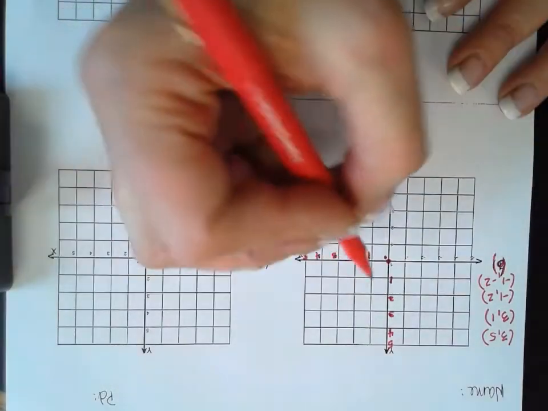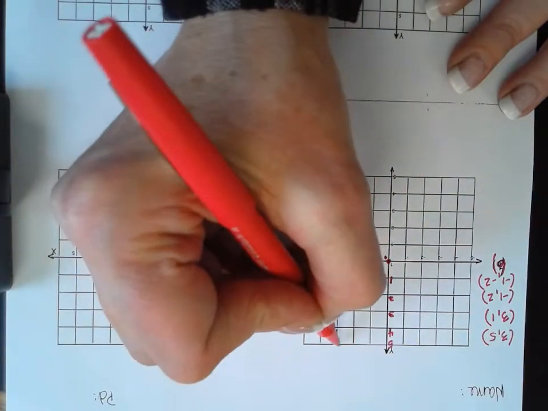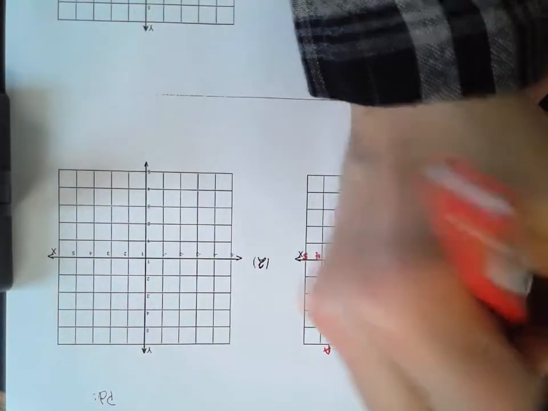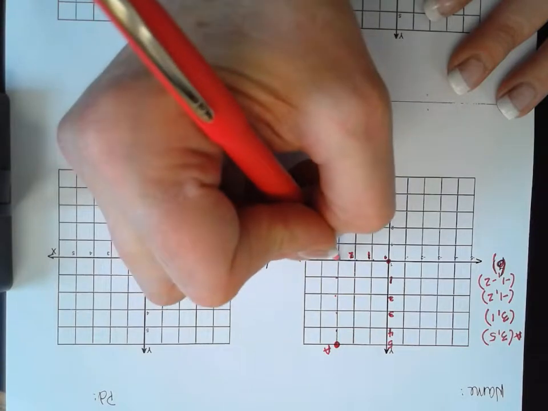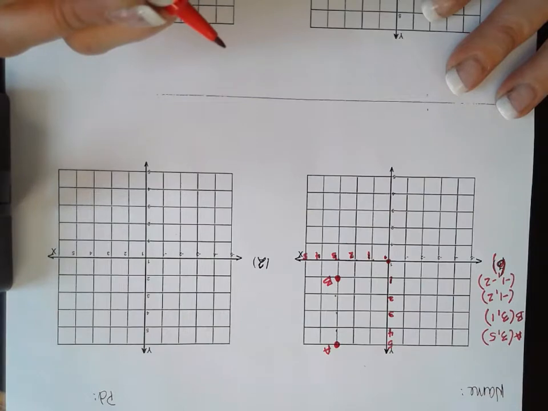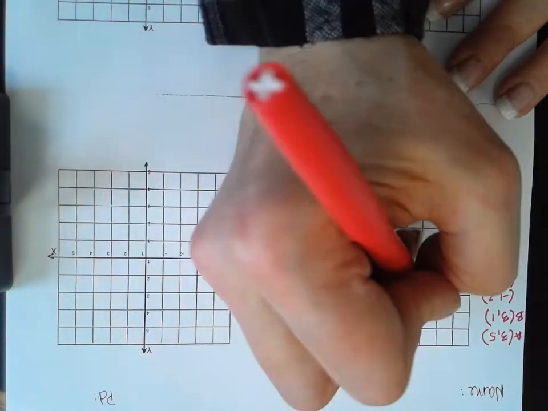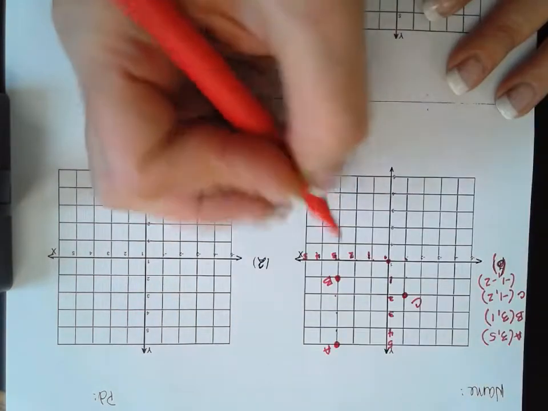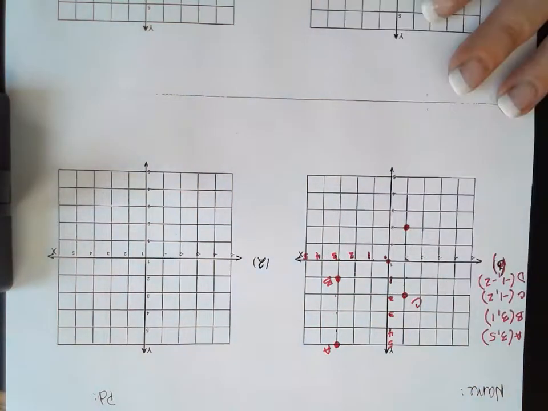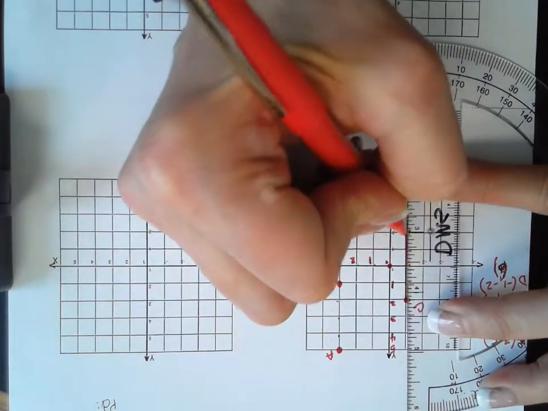All right, so let's plot my points. 1, 2, 3 and 1, 2, 3, 4, 5. I'm going to call that one A. And then I have (3, 1). We'll call that one B. Then I have (-1, 2). We'll call that one C. And (-1, -2). We'll call that one D. All right, so I'm going to draw my lines.